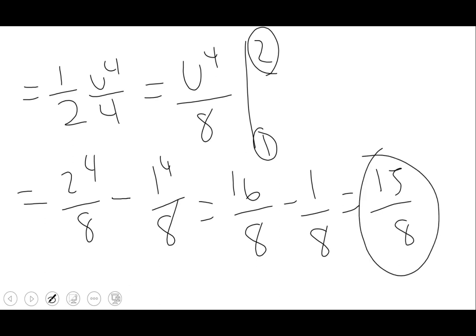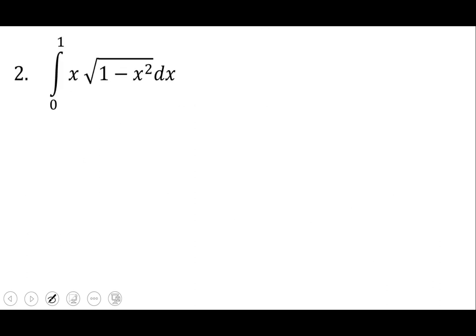So as you can see, a lot of the steps are the same as what we've been doing so far, rewriting the variables from x's to u's. But now, most importantly, you have to remember that you rewrite the limits of integration from x's to u's. So 15/8 would be your answer here. And let's go ahead and take a look at problem number 2.